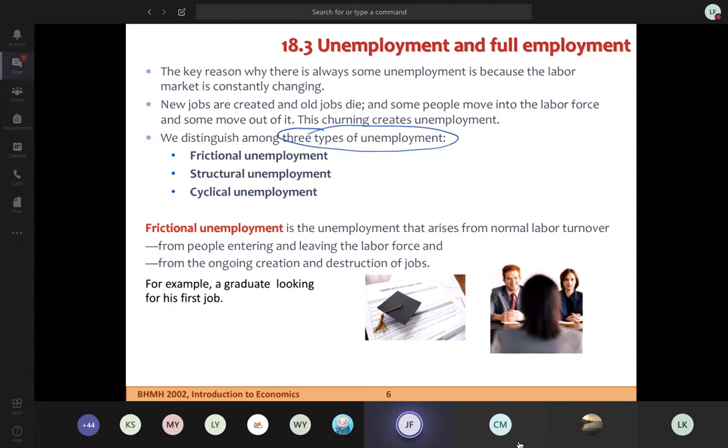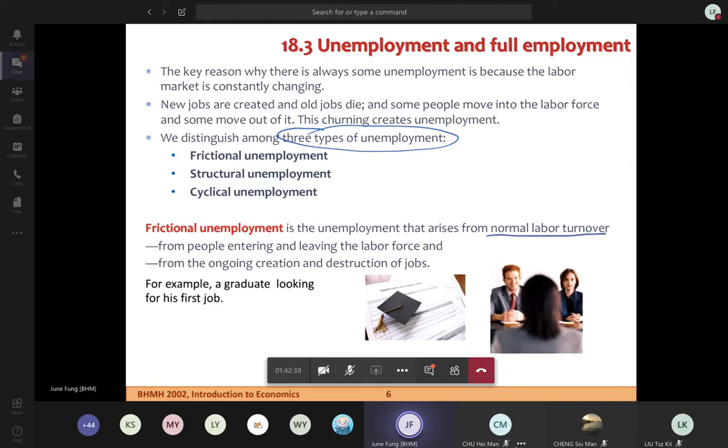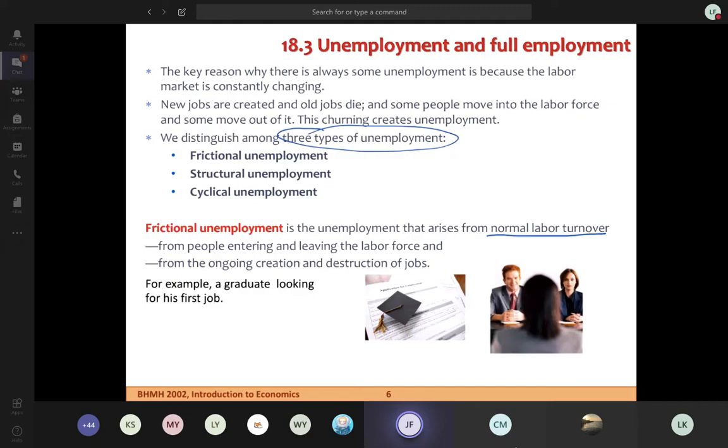Okay, the second part is the types of unemployment. There are three types. Frictional unemployment is regarded as normal labour turnover. There are two changes we can observe day in and day out. The first is people entering and leaving the labour force, for example, graduates.